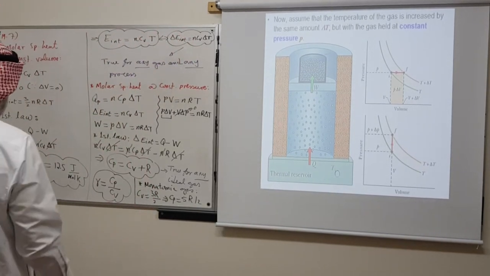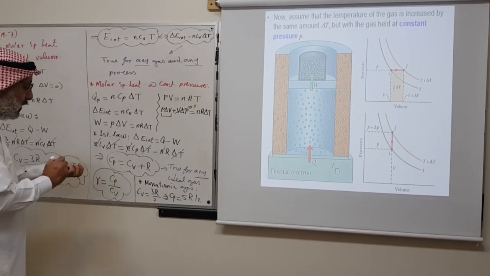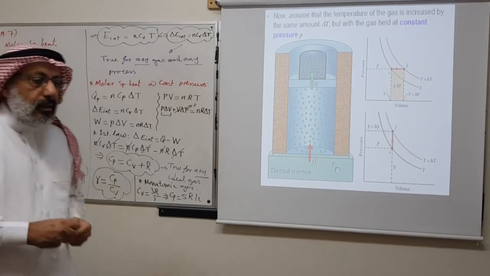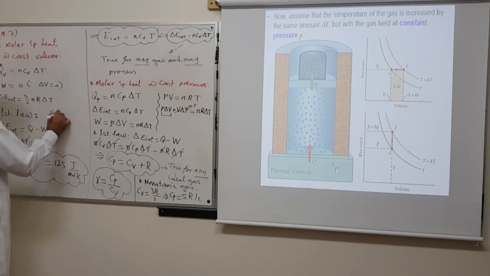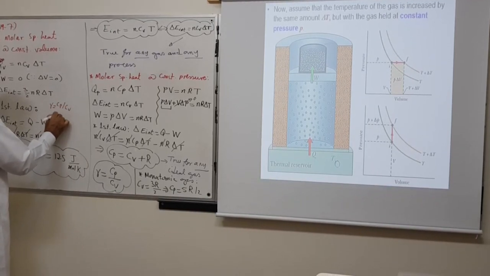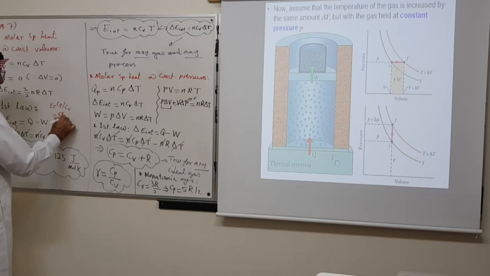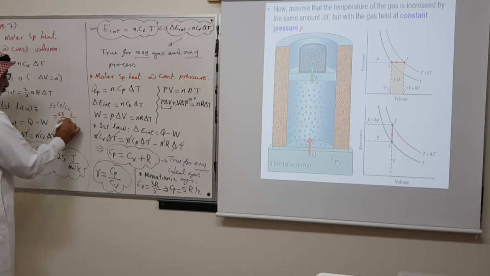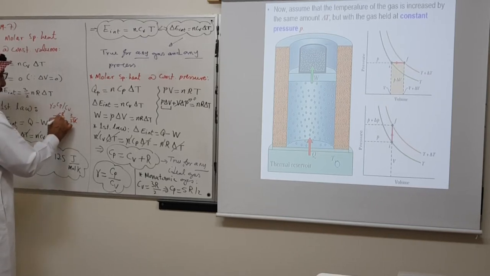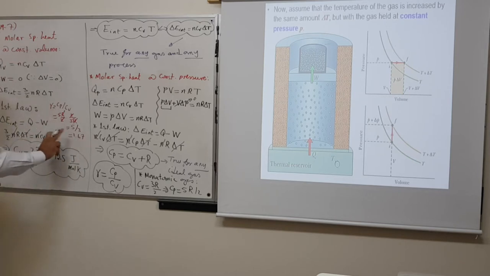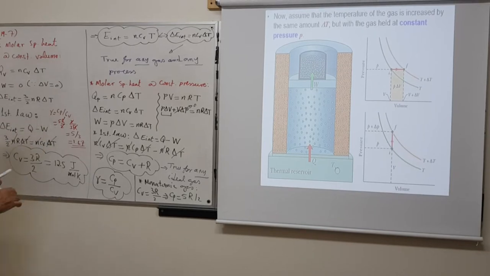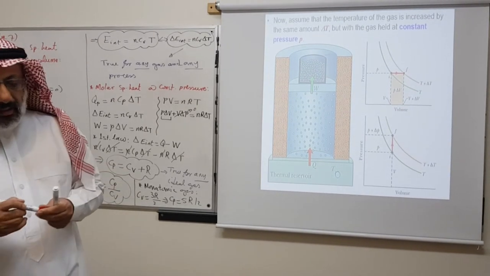Now, gamma is CP over CV. How much is that for the monoatomic gas? You can see that gamma is CP over CV, which is 5R over 2 times 2 over 3R. The R will cancel, the 2 will cancel, and this is 5 over 3, which is 1.67. That's the value of gamma for a monoatomic gas, okay? For a diatomic gas, we will see how much is that.